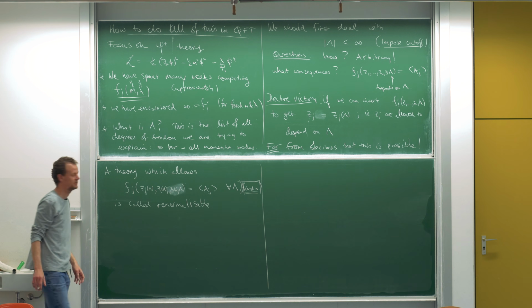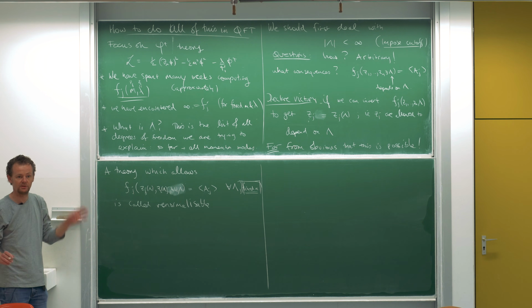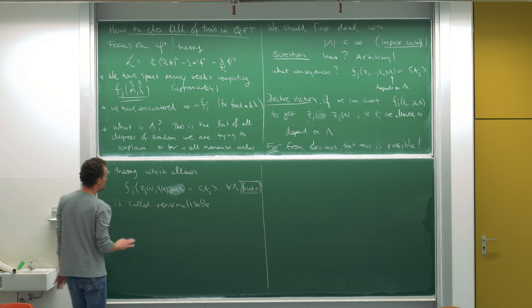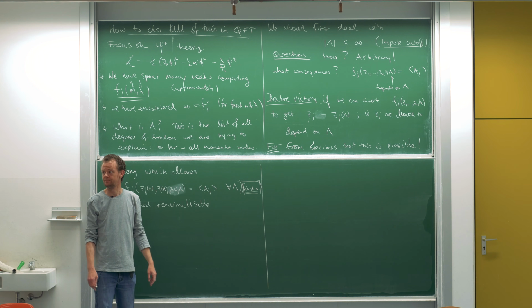And so such a theory is presumably very special. It is a special theory. It's called a renormalizable theory. These are very remarkable objects in the space of explanations.